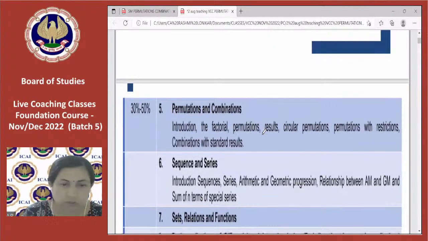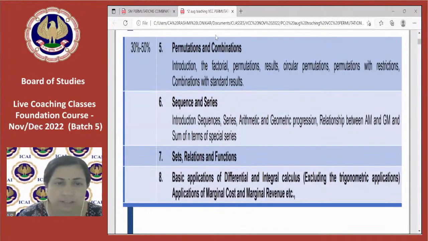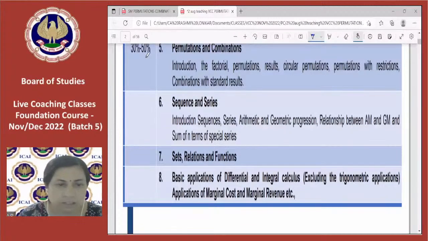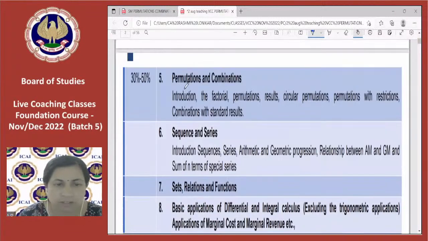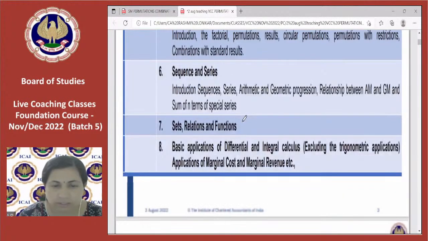Now, coming to how many marks this session will carry: 30 to 50% of your marks are for these 4 chapters, permutation and combination, sequence and series, sets, relations and functions, and basic application of differential and integral calculus. All these 4 together will constitute 30 to 50%. So you will get at least 2 questions on these chapters. So you can look into this.